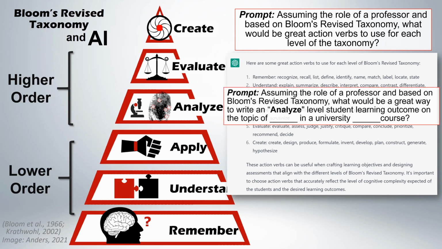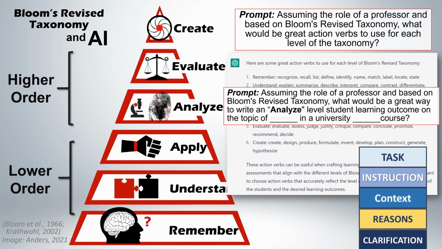We could go even more and say, assuming the role of a professor and based on Bloom's revised taxonomy, what would be great ways to write an analyze level student learning outcome on the topic of, put in your own topic, in a university blank course. So again, now we can ask it to do even more by writing it out for us if we need it, on whatever level we need. Notice also that this prompt is a more advanced prompt in that we're asking it to assume a specific role. We're giving it a specific task. There's context, there's specificity. So there are all these specific parts dealing with a good prompt.